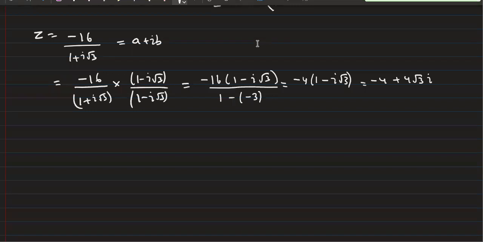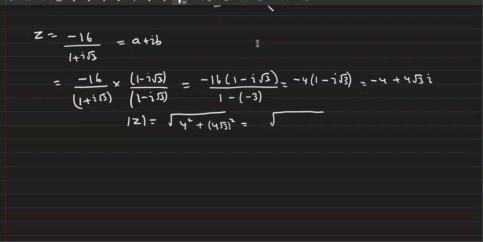So next step is find mod of z, which is root of x component or real part, which is 4 square. It is minus 4 ka whole square, which is same, right? Then plus 4 root 3 square, which is equal to root of 16 plus 48, which is equal to, 16 plus 48 is 64, right? Root 64 is 8. So this is your 8.